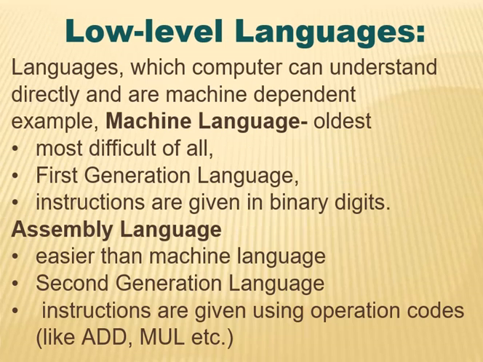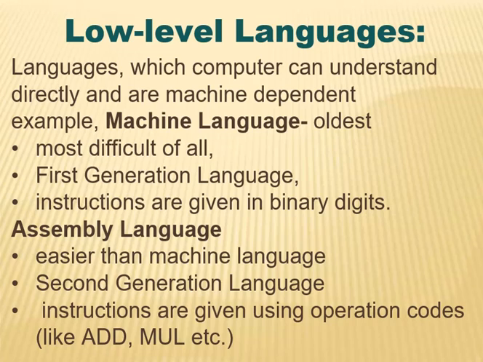Now the first one is low level languages. In early days of computers, only those languages were used for programming which could be directly executed on the computer. Languages which the computer can understand directly and are machine dependent are called lower level languages. For example, machine language and assembly language are two very important low level languages. Machine language is one of the oldest and most difficult of all the languages. It is also known as first generation language.